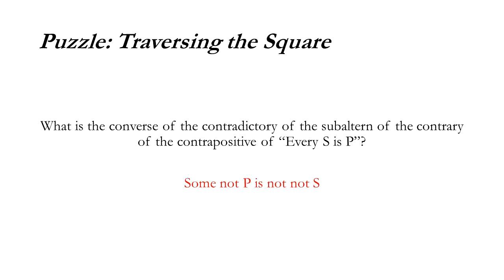I'm going to do something here, namely eliminate negations, so we can make this a little cleaner. So that some not P is S, rather than some not P is not S. They are equivalent. And we're going to continue working backwards. So we see the contradictory of that, which is every not P is S. And one more, what's the converse of that? Every S is not P. So what is the converse of the contradictory, the subaltern of the contrary, the contrapositive of every S is P? It's every S is not P.